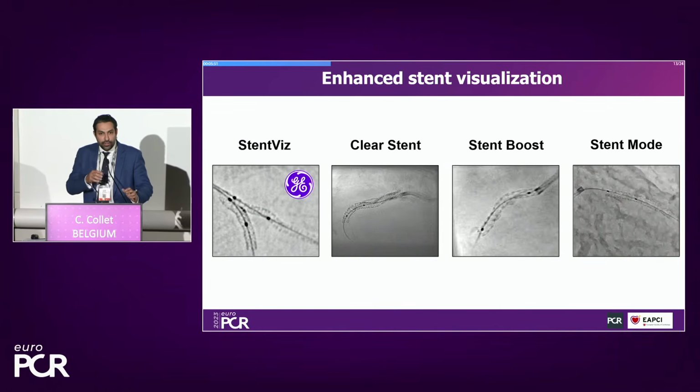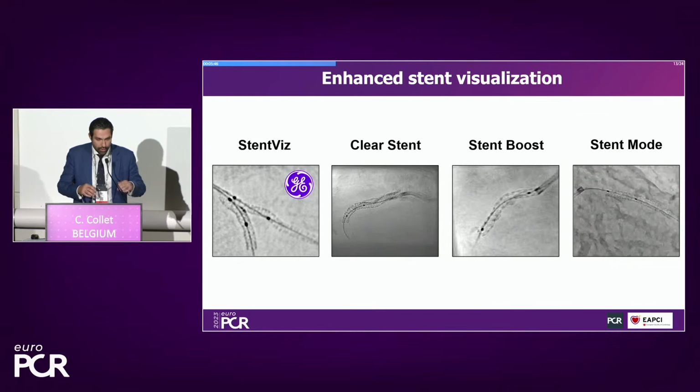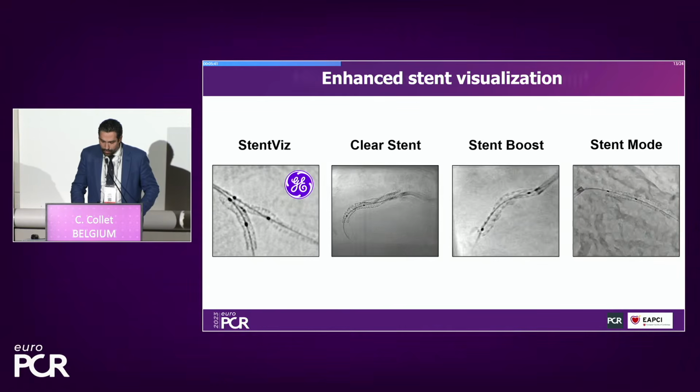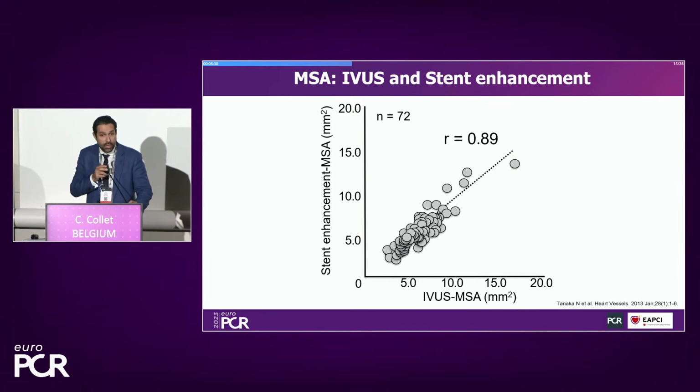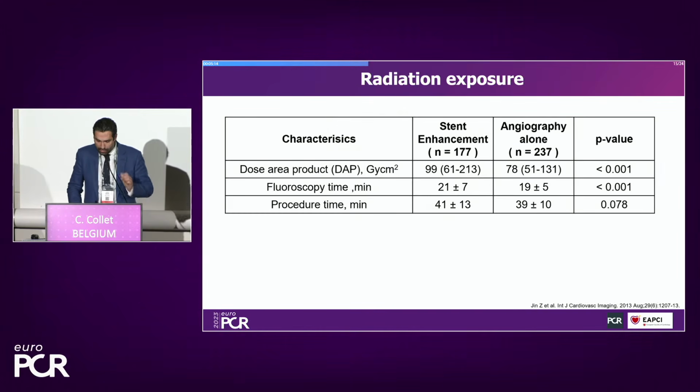So until today, angiography provides us with different tools that we're able to assess stent expansion, and this is available with all vendors. You see the names on the slide, and interestingly, the approach to validate this MSA derived from this 2D stent enhancement has been quite accurate in the sense that you see here in the x-axis MSA measured by IVUS, and in the vertical axis MSA derived from 2D stent enhancement. And I think that a correlation of 0.89, everybody will agree that is quite a nice correlation.